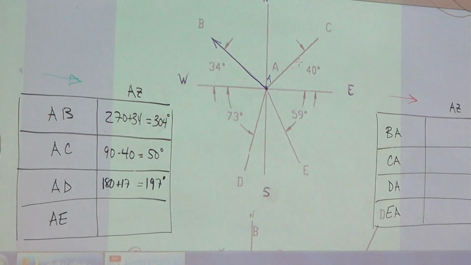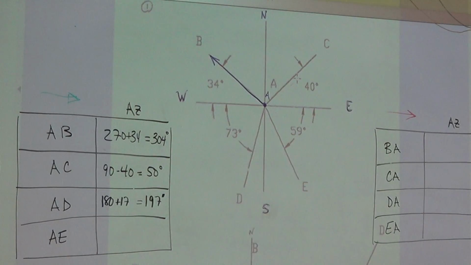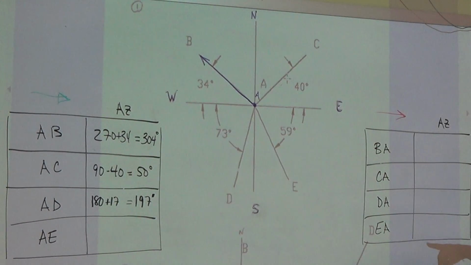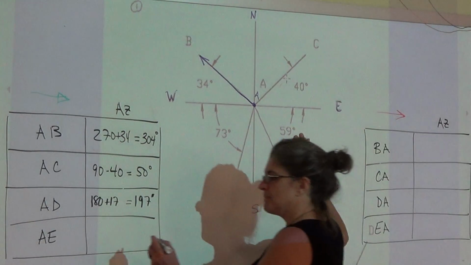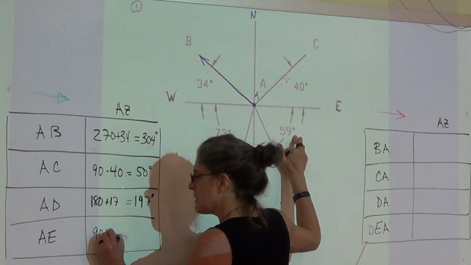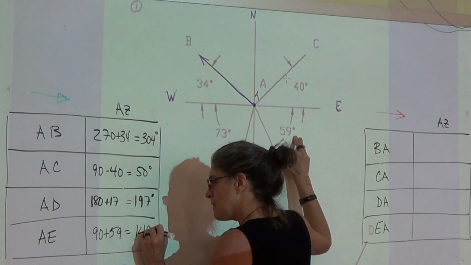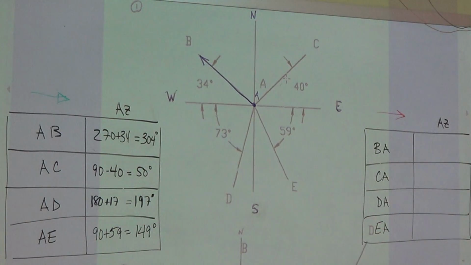Okay, how about AE? Yeah, Rylan? I'm still confused on the second part, from B to A. Oh, we didn't get there yet. Okay, I'll show you in a little bit. Ruby, you wanna do AE? 149. How'd you get it? I did 90 plus 59. Right, so everybody's okay with these? Okay, now let's look at this.